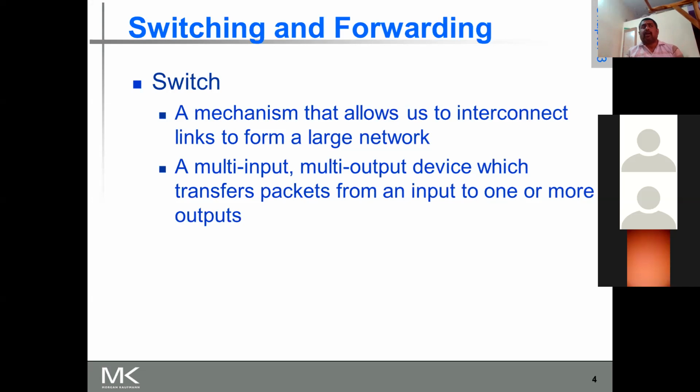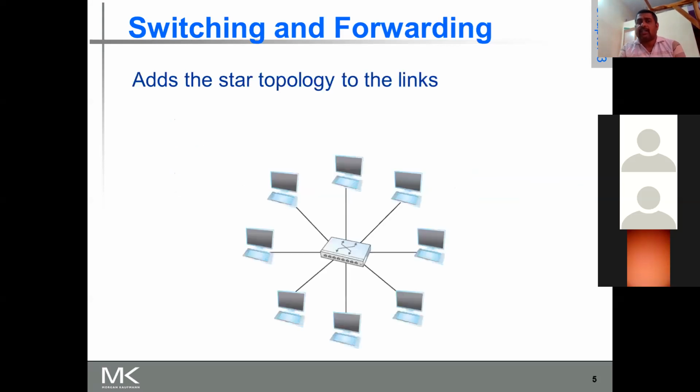A switch is one which will take multiple inputs, meaning multiple systems will keep on inputting, and it will give multiple outputs. Input will be taken from one side and output will be given to one or more ports which it is having. So that is a switch here. Coming to the next slide, it adds the star topology to the links. So always the switch will do that.